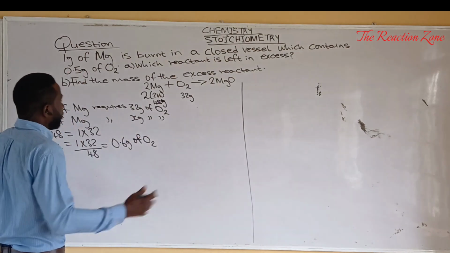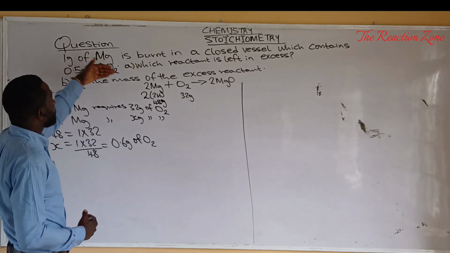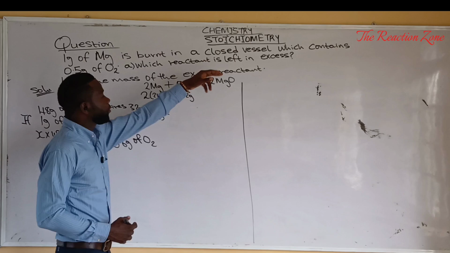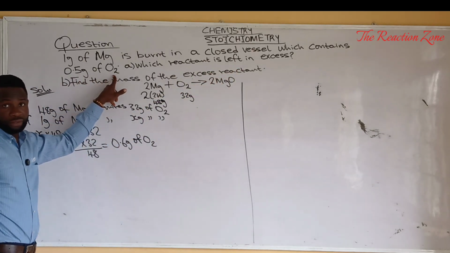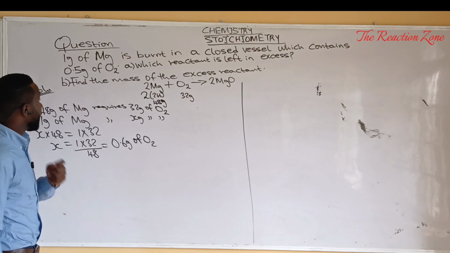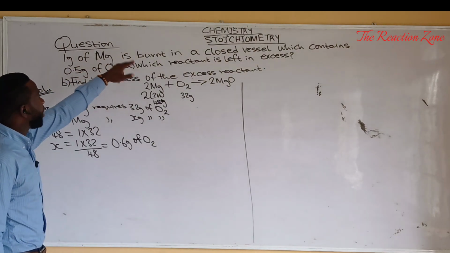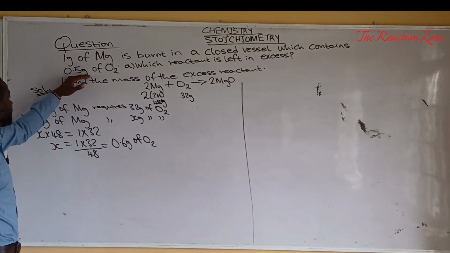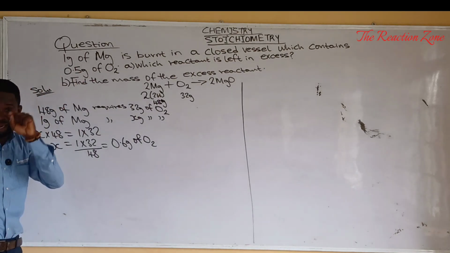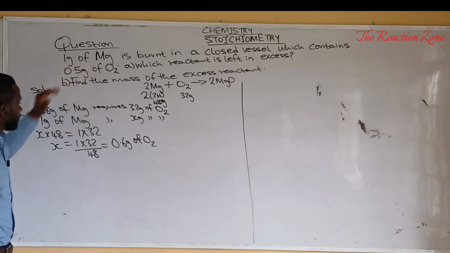But according to the question, we are told that 1 gram of magnesium is burnt in a closed vessel which contains 0.5 grams of oxygen. So what we can infer from that is that magnesium is not burnt completely because the mass of oxygen here, which is 0.5 grams, is inadequate to completely burn this quantity of magnesium.